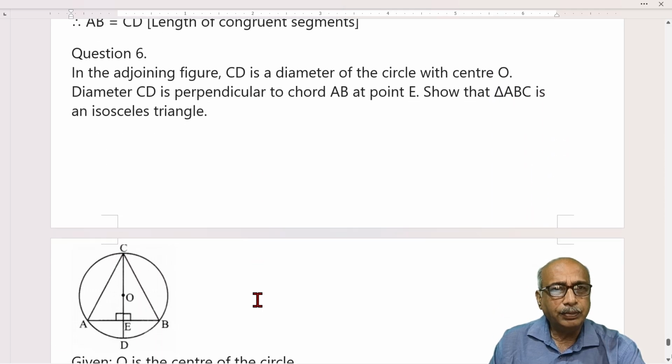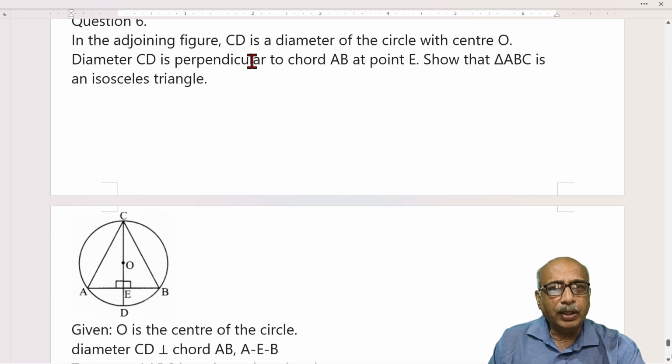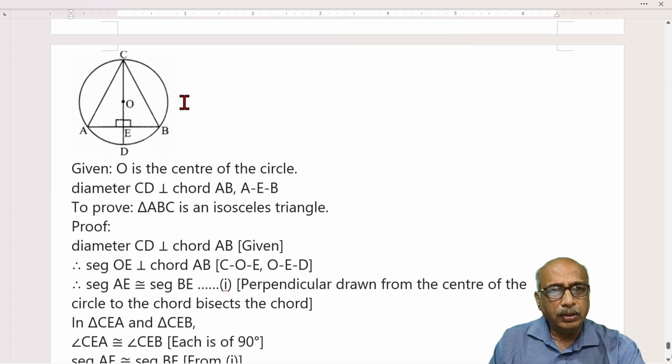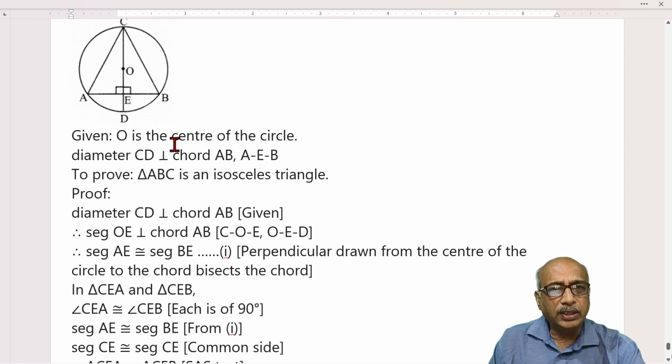Next question. In the adjoining figure, CD is a diameter of the circle with center O. Diameter CD is perpendicular to the chord AB at point E. Show that triangle ABC is an isosceles triangle. So here, draw the figure. O is the center of the circle. Diameter CD perpendicular to AB, such as A-E-B. To prove that triangle ABC is an isosceles triangle.